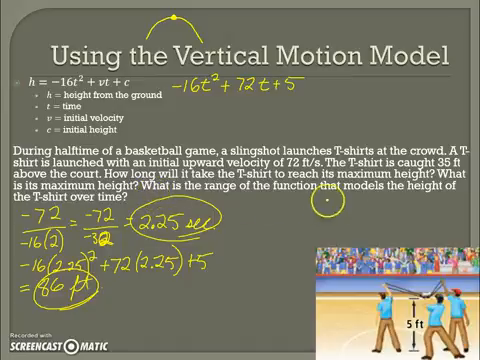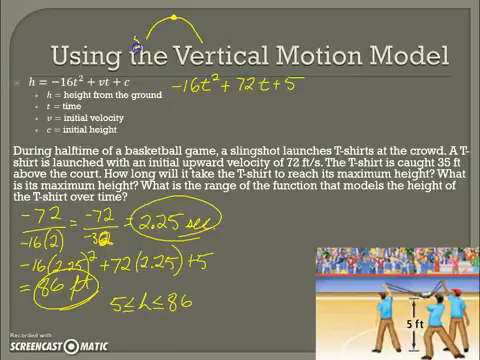And this says, what is the range of the function that models the height of the T-shirt over time? Well, I know that the T-shirt is caught at 35 feet above the court. It starts at 5, so the lowest value it's going to have is going to be 5. The highest value that it's going to have is going to be 86. So I could write this as a compound inequality. I'd say h is going to be greater than or equal to 5, but less than or equal to 86.